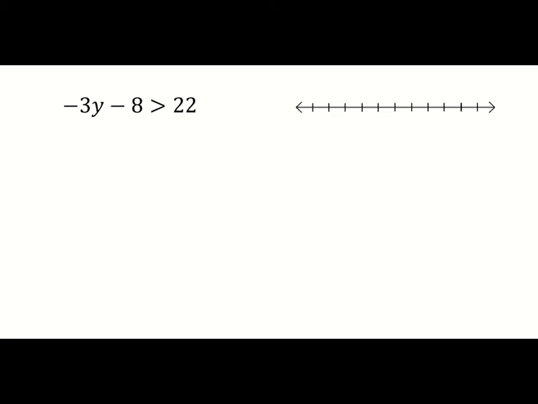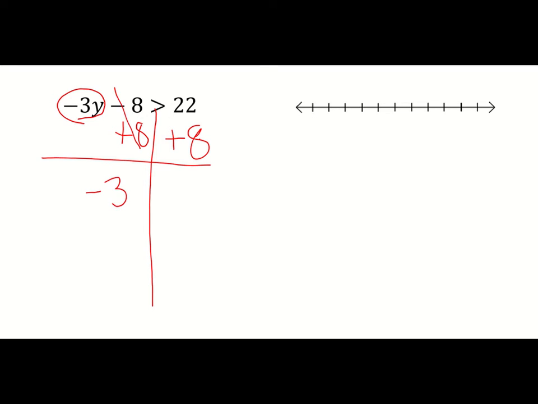-3y minus 8 is greater than 22. Again, I'm going to start this problem by drawing a line down my inequality symbol and then solving this like I would a normal equation. So I would first get -3y by itself. So I'm going to add 8 to both sides to get that -3y by itself, and 22 plus 8 is 30. Then I'm going to divide both sides by -3. So I'm going to have y, and 30 divided by -3 is -10.